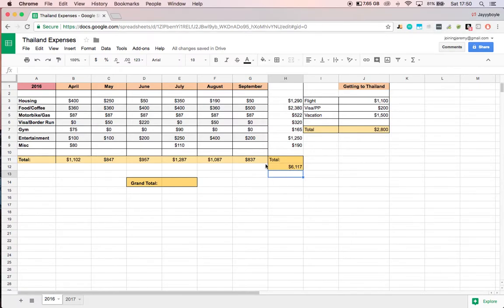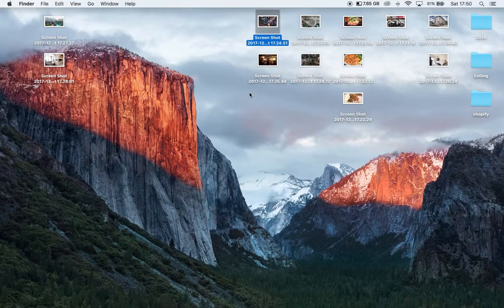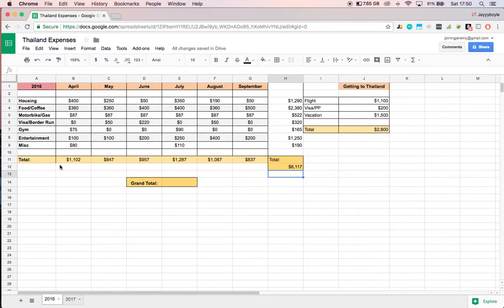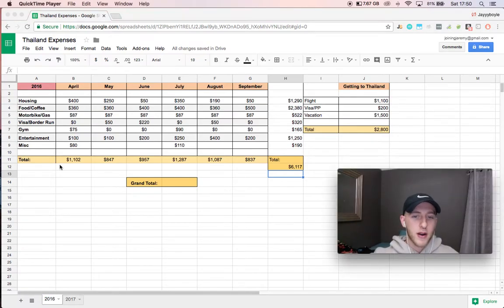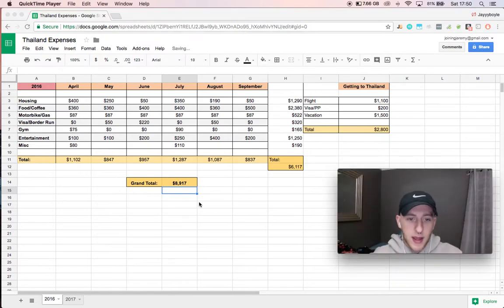Let's see. I've got my other. All right, so my grand total for everything spent. So this is getting to Thailand, going on vacation, staying in Thailand for 6 months. Total grand costs are $8,917. Crazy cheap. This is for Chiang Mai.